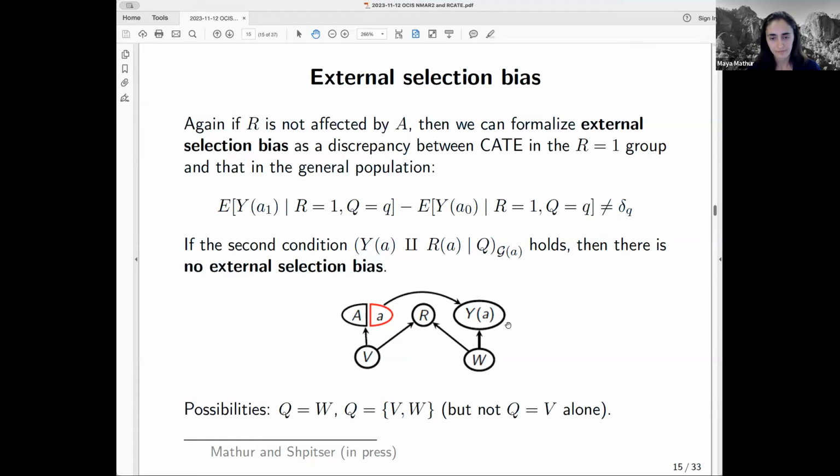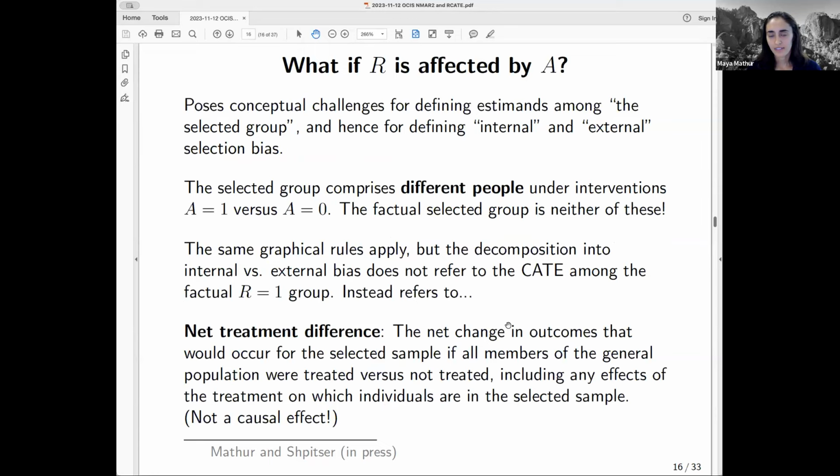All right, so that was when the selection is not affected by the exposure. What if, in fact, selection is affected by the exposure? Well, this poses some interesting conceptual challenges for defining estimands of interest among, quote unquote, the selected group, and hence for defining what we even mean by internal and external selection bias. This is because we're essentially in a post-treatment selection type of problem where the selected group actually comprises different people under interventions setting A equals one versus A equals zero. And so the factual selected group R equals one is actually neither of these.